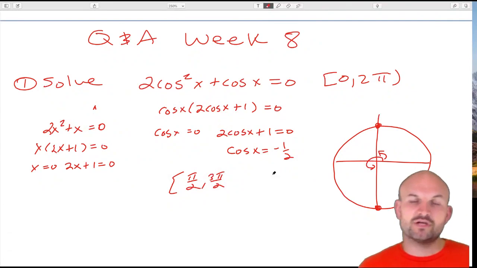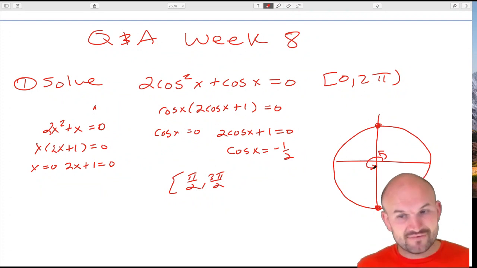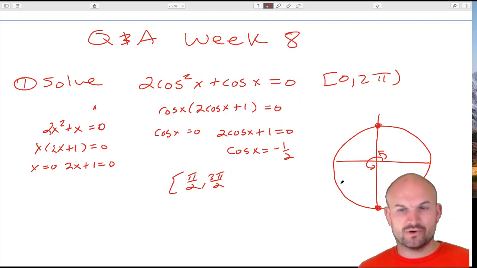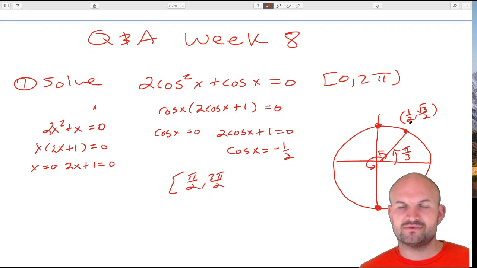Okay, and then when cosine is equal to negative 1/2, now remember cosine is dealing with the x-coordinate. So let's just think about when it's equal to positive 1/2. So it's equal to positive 1/2 at that angle, which is pi over 3, right? Because that is that coordinate point, 1/2 comma square root of 3 over 2.